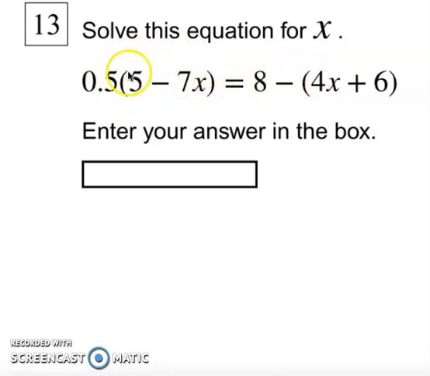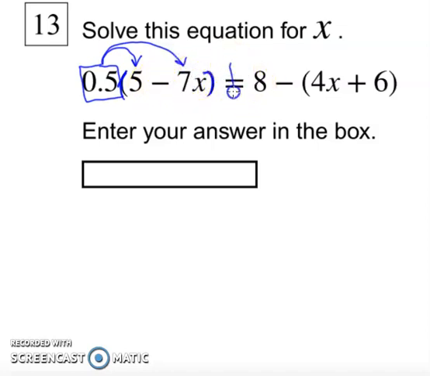So the first thing, when you see these parentheses, I'm marking them in blue, if you see those parentheses and you have something on the outside, you have to take what's on the outside here. So I'm going to take this 0.5 and multiply it times 5. And I'm also going to multiply it times negative 7x. So I have to do both of those things.